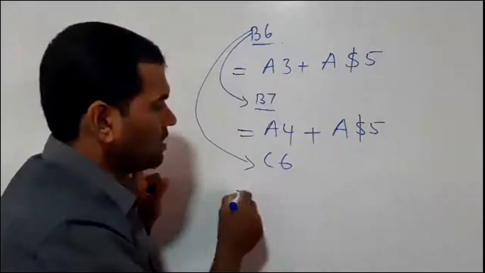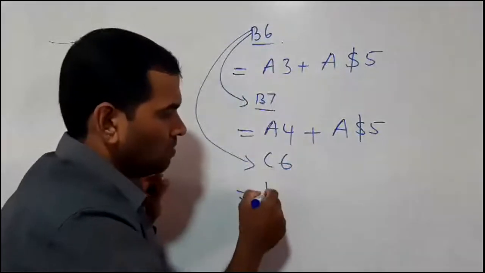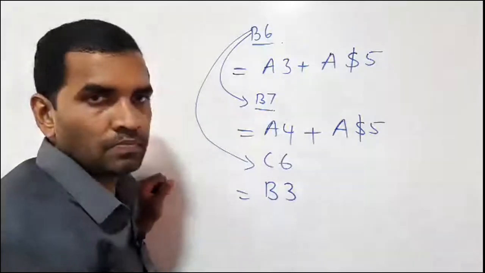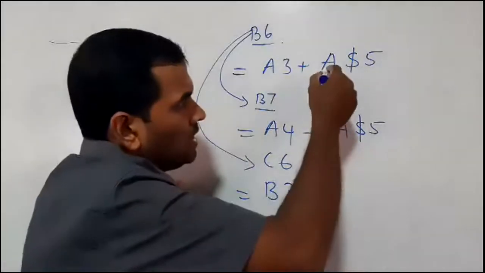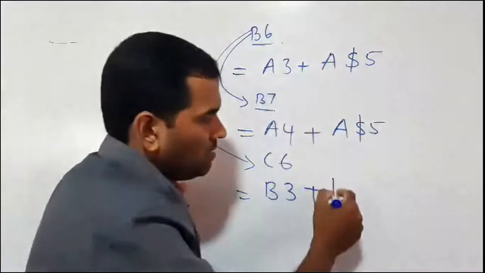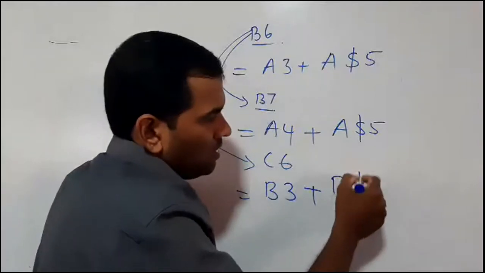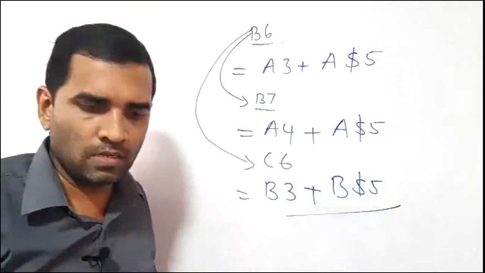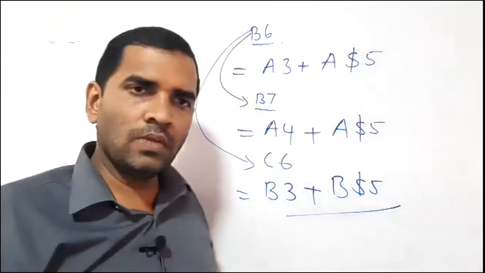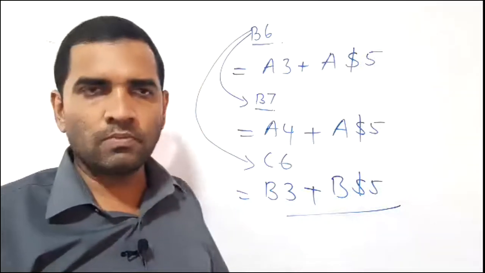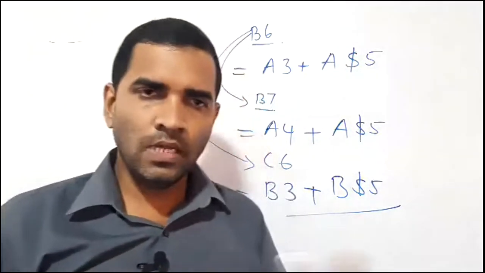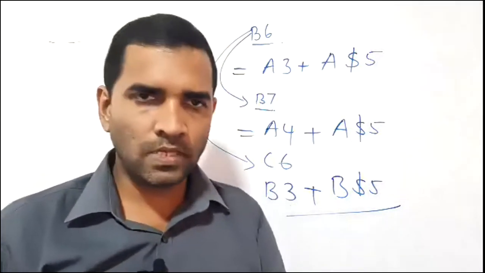So what happens here? A becomes B. Row remains the same, right? B3 plus A will take the next letter again, B$5. So this is in C6 at the moment, right? So with this example, I tried to explain one important thing. Look, we have two types of cell addresses: relative cell address and absolute cell address.